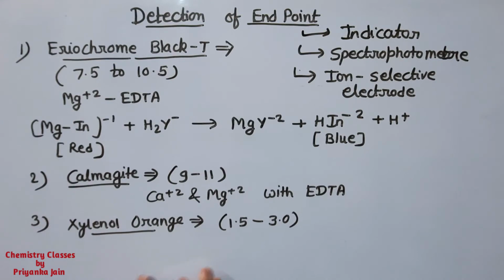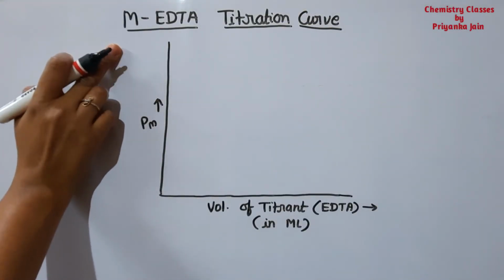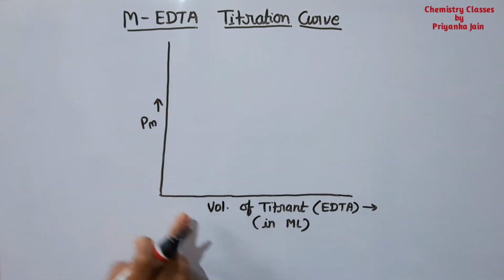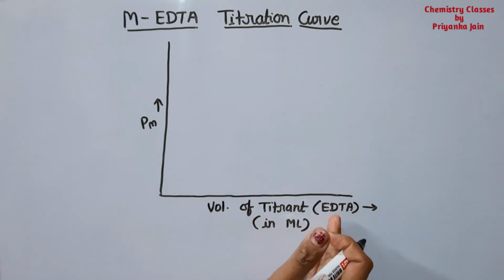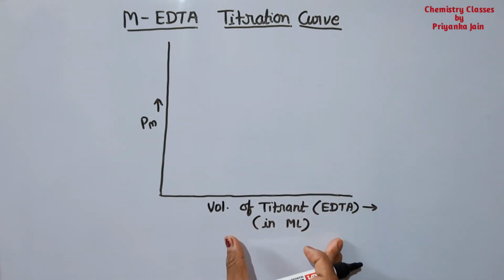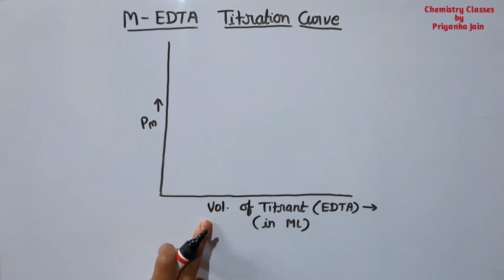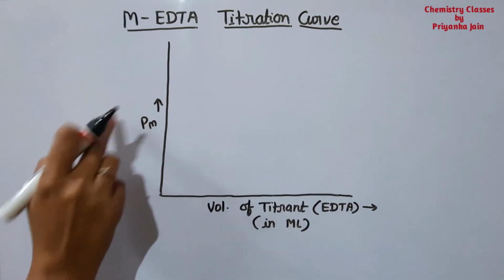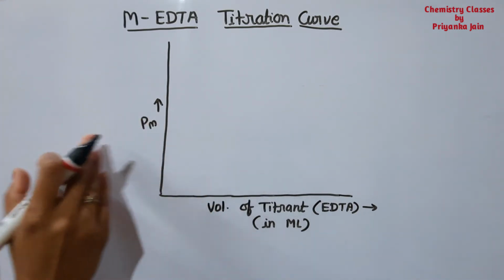Now the next important thing is the metal-EDTA titration curve. For such a curve, what we have to do is plot the volume of the titrant, meaning the volume of the EDTA that we are adding, in ml, against pM. We take the volume of the titrant on the x-axis and pM on the y-axis. Now you are thinking, what is this pM? I will tell you what it is.